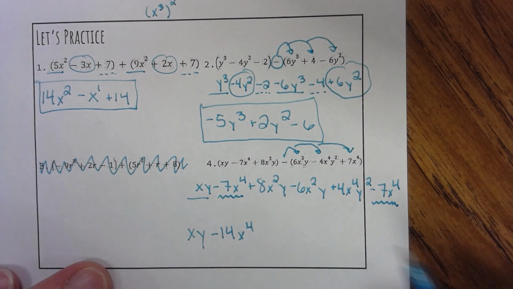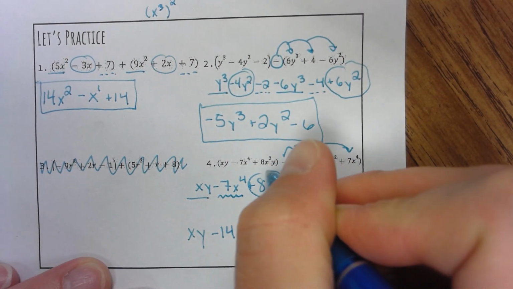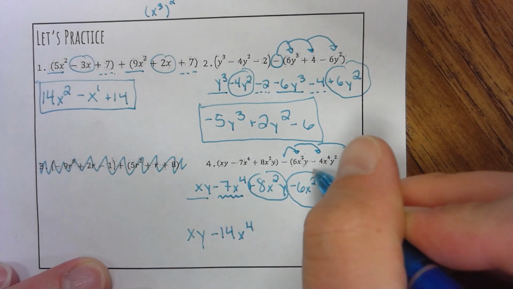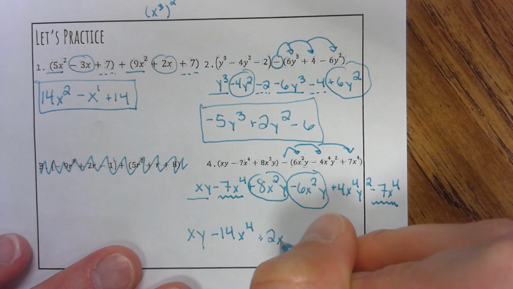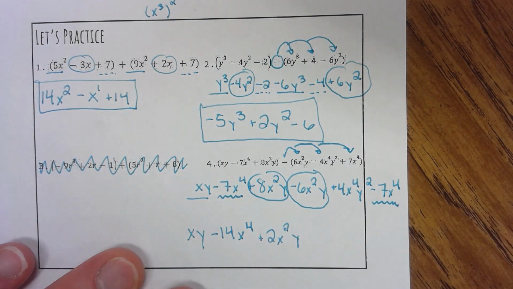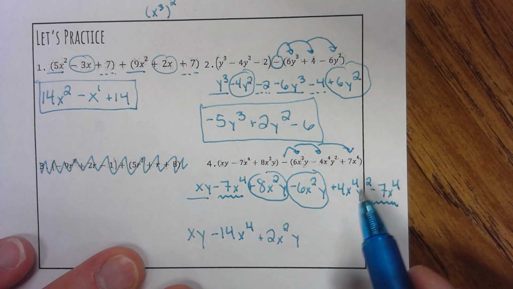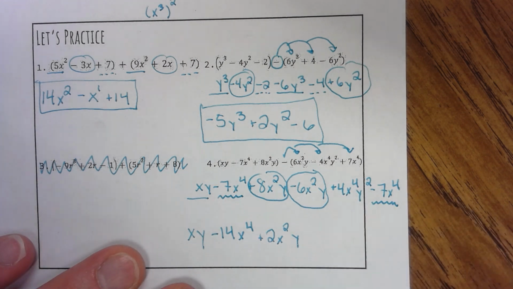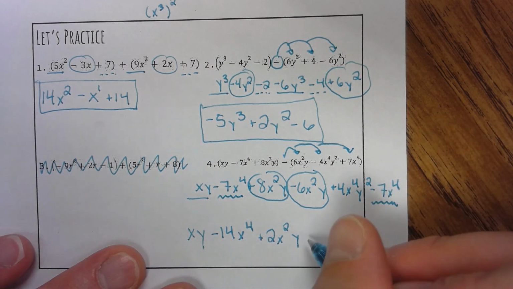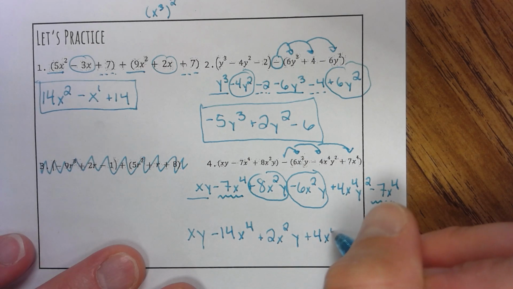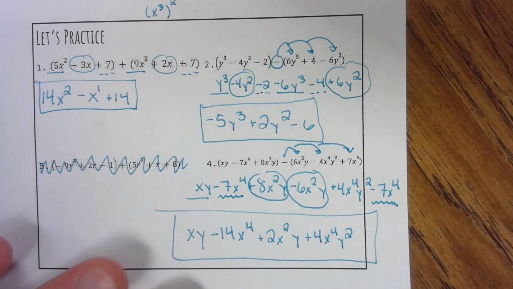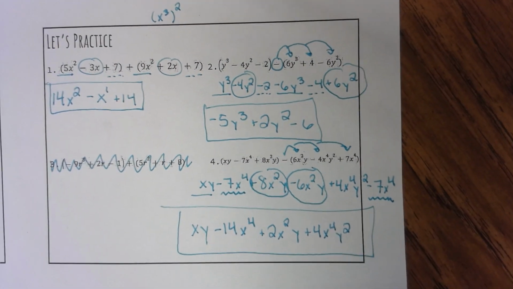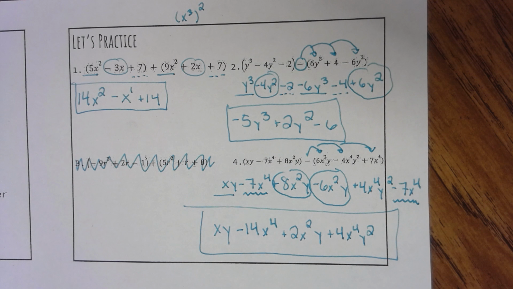Then I have an x squared y, so I have 8x squared y. I'm going to subtract 6x squared y from that to get 2x squared y. And then the only other thing I have not dealt with is this x to the 4th y squared. We don't have any other x to the 4th y squareds, so it's just plus 4x to the 4th y squared. All right, and that's basically it.